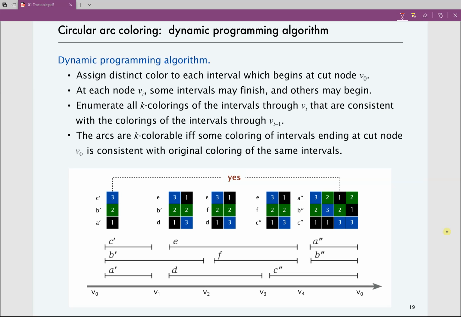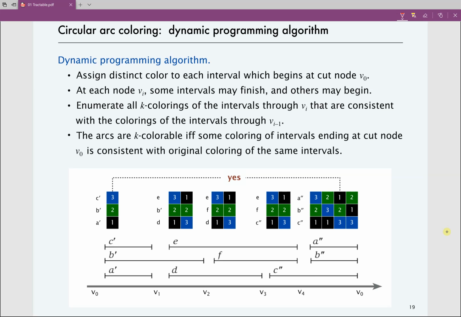Once you move on to the next vertex, some of these intervals are going to end. For example, A prime and C prime both end at V1, right? But then you also have some intervals that continue, like this B prime here, which continues through V1. Now, because B prime is continuing through V1, the color that B prime gets at V1 has to be equal to the color that B prime gets at V0.